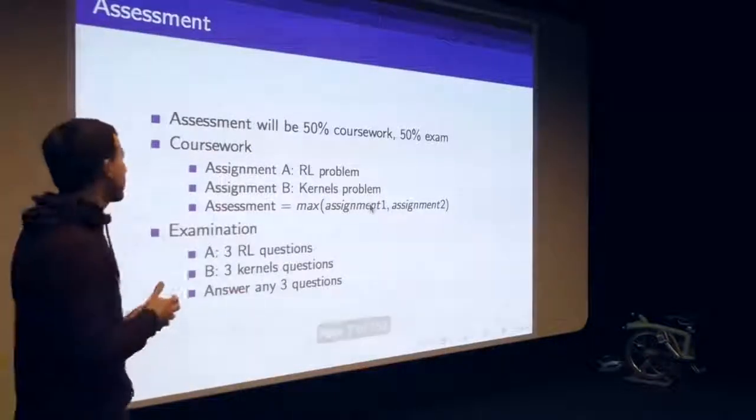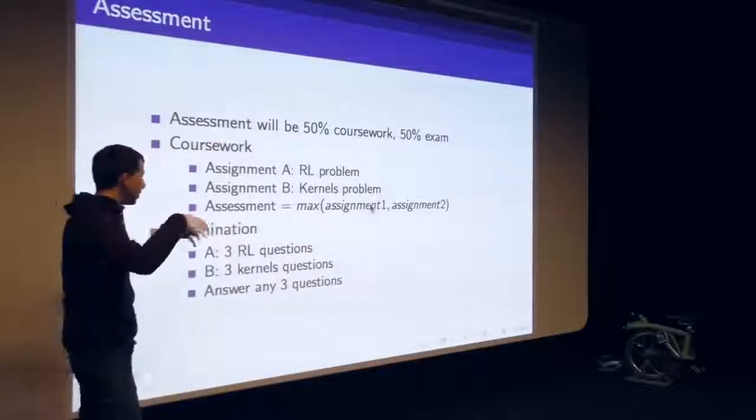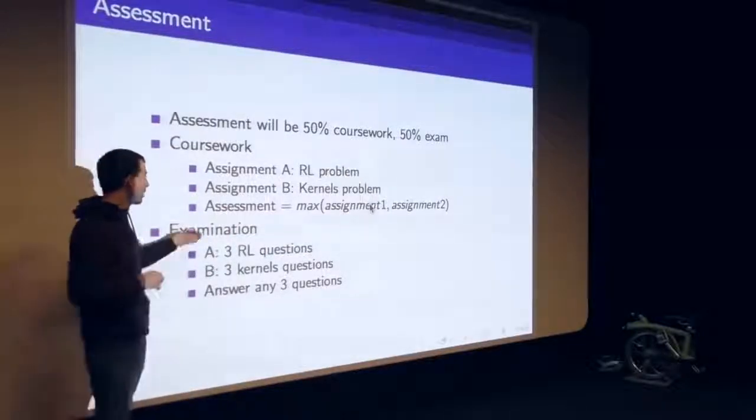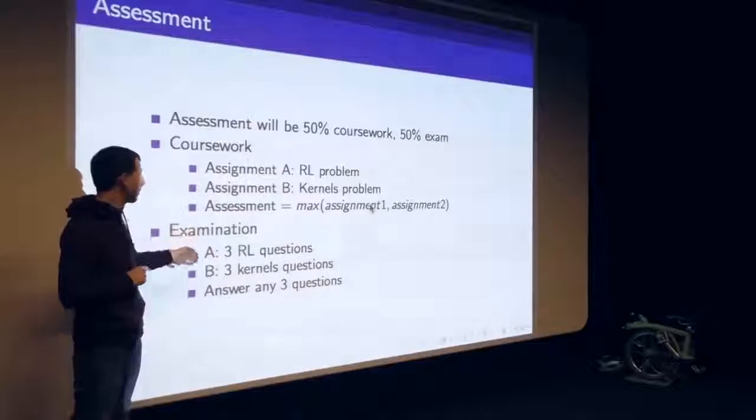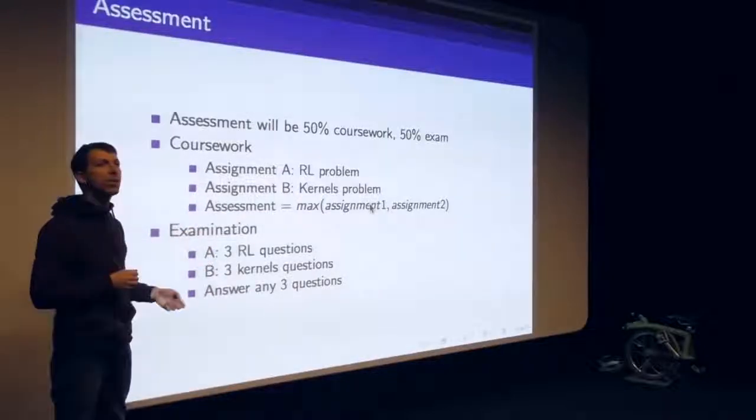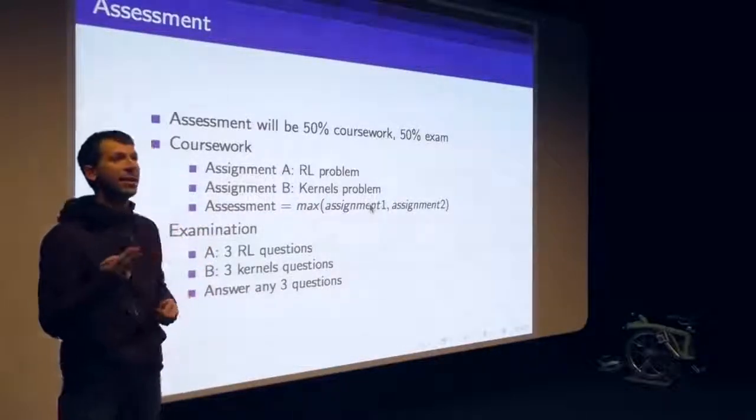And in the exam, the way that we get around this issue of having two half classes is that there are 3 reinforcement learning questions in the exam and 3 kernel methods questions in the exam, and you can choose any 3 to answer in the exam.